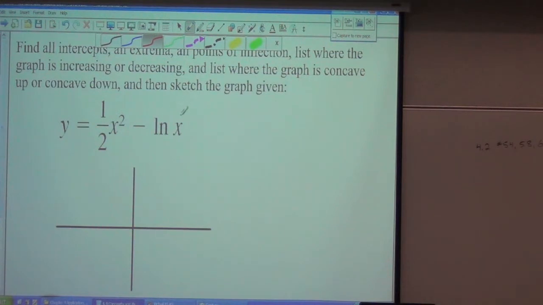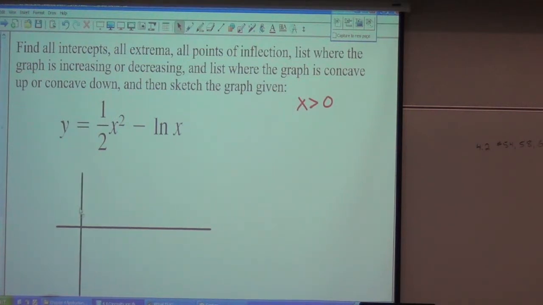So, if we want to find the intercepts, first thing Jocelyn and I are noticing, we get the natural log of x. That tells us x always has to be greater than 0. You can't take the natural log of 0 or a negative number. So we can sort of refine our graph. The graph's always going to be to the right of the y-axis, which also tells us there's no y-intercept. We can't put 0 in for x.